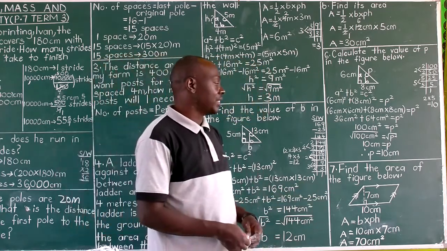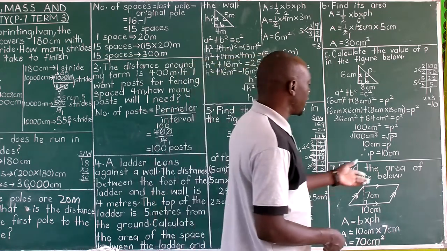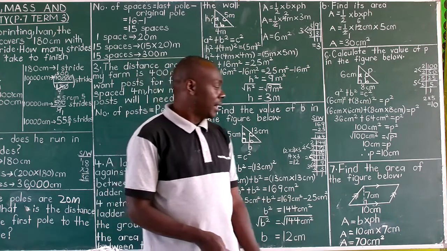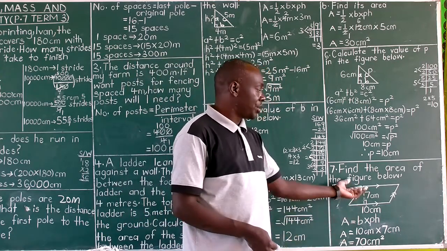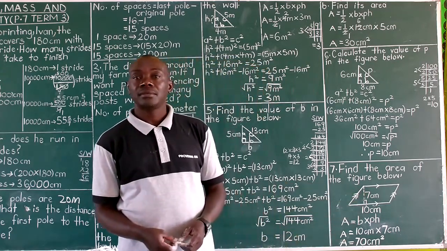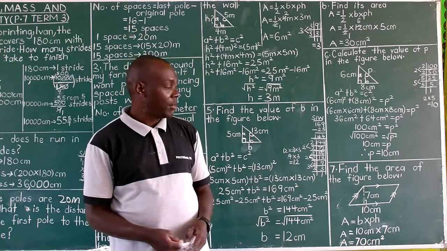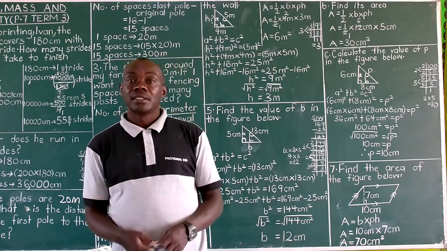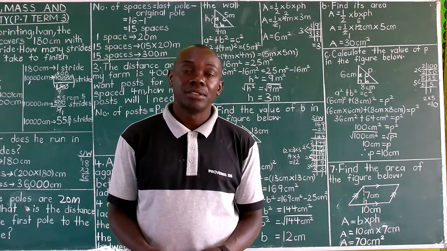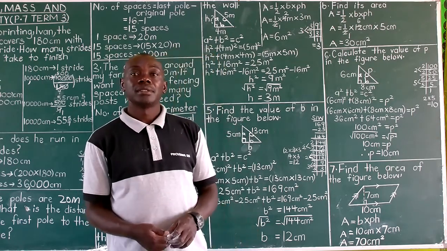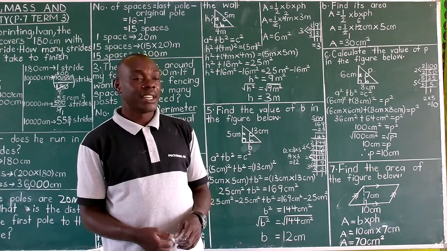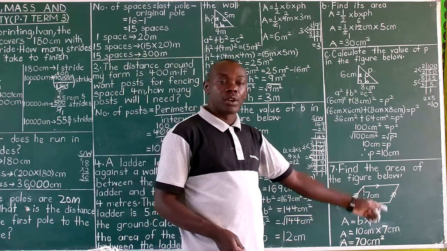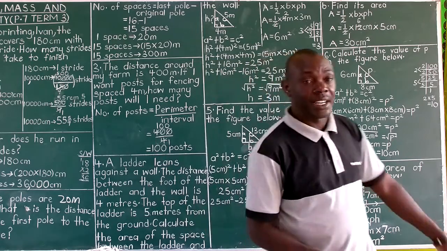So find the area of the figure below. Find the area of the figure below. So look at the shape and then you answer. Which shape is this one? Someone say the rhombus. No, it's not a rhombus. A rectangle? No, it's not a rectangle. Okay. Ivan said it is a parallelogram. This is called a parallelogram.